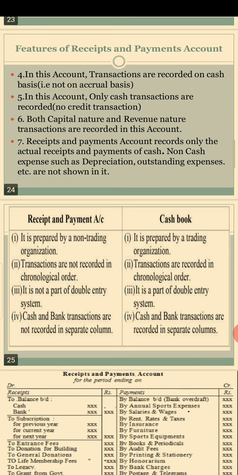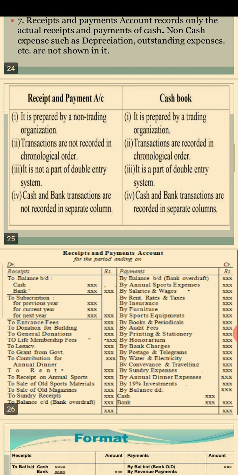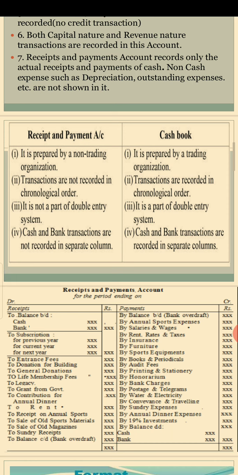Okay, and there is a small difference between the receipt and payment account versus cash book. Point number 1, it is prepared by non-trading organizations. In the case of cash book, it is prepared by trading organization. Generally, in case of NPO, non-profit organization providing service, so that is known as non-trading organizations.